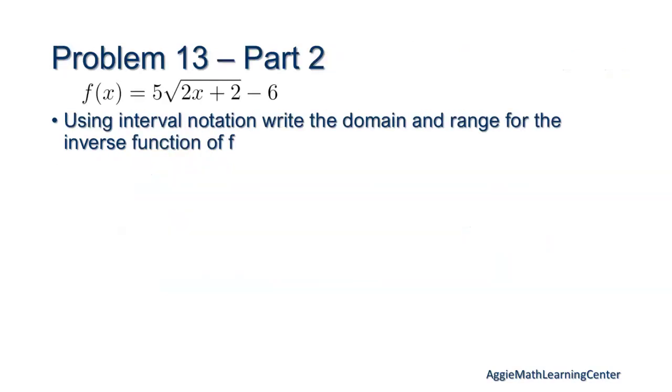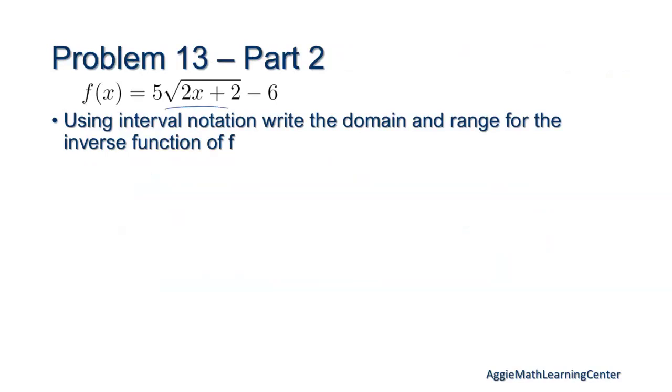Okay, using interval notation, write the domain and range for the inverse function of f. So we're just going to find the domain and range of this function, and then we're going to say this one's actually the range, this one's actually the domain. Okay. Let's see. What would make this not work?